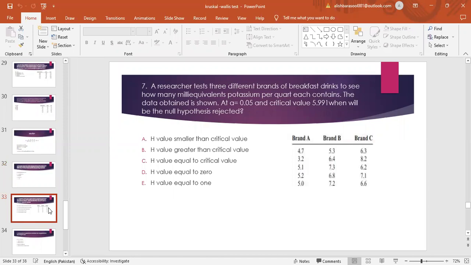A researcher tests three different brands of breakfast drinks to see how many milliequivalents of potassium per quart each contains. The data obtained is shown at alpha 0.05 and critical value 5.991. When will the null hypothesis be rejected? A, H value smaller than the critical value, B, H value greater than the critical value, C, H value equal to the critical value, D, H value equal to 0, E, H value equal to 1. A. No, B is the right answer. H value greater than the critical value.